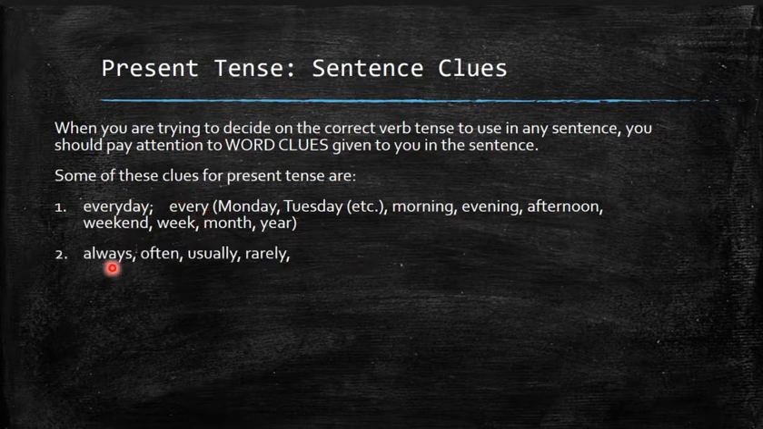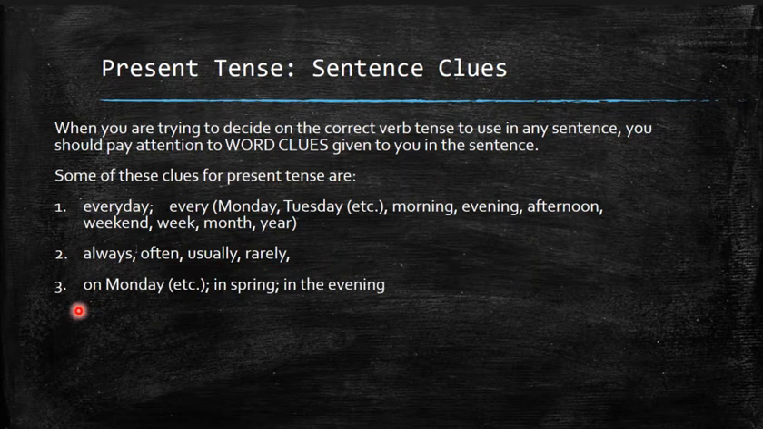We also use always, often, usually, rarely, often in present tense sentences. We also use prepositional phrases like on Mondays, should be an S there, on Tuesdays, on Wednesdays, in spring or in summer or other seasons. Also, times of the day, so in the evening, in the morning, in the afternoon.